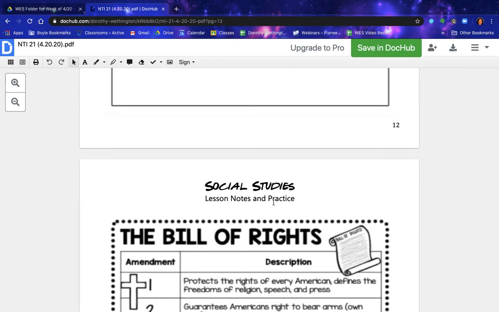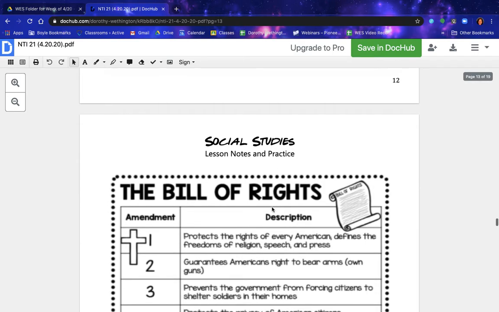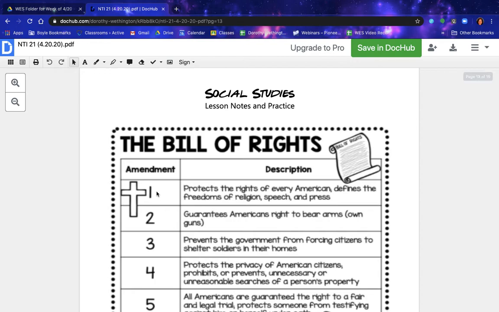Social studies, lesson notes and practice. The Bill of Rights. Amendment number 1. Description: protects the rights of every American, defines the freedoms of religion, speech, and press.